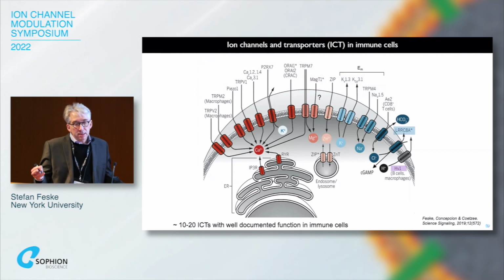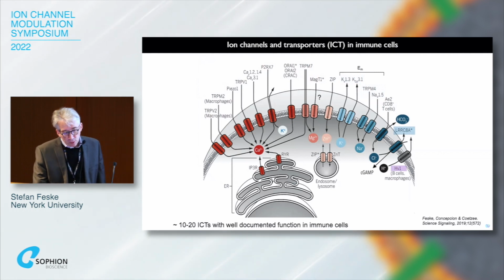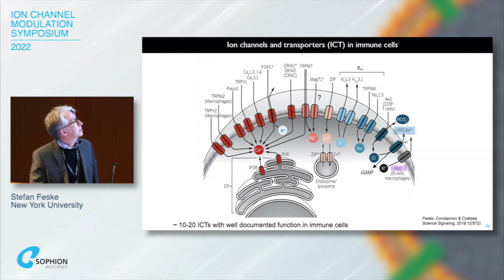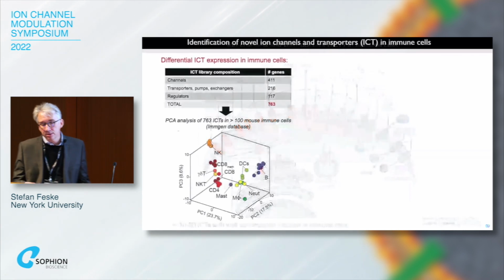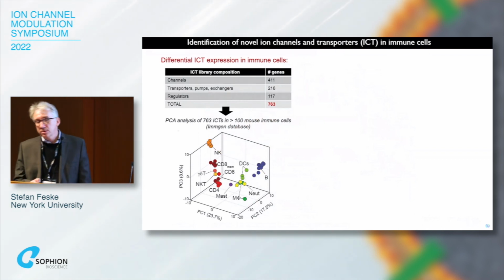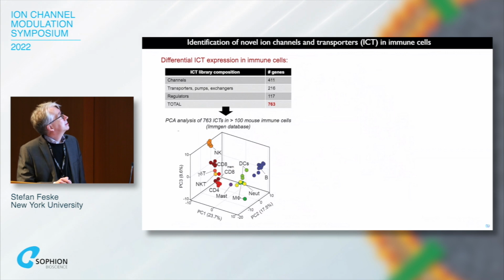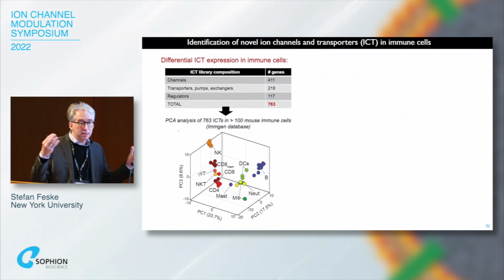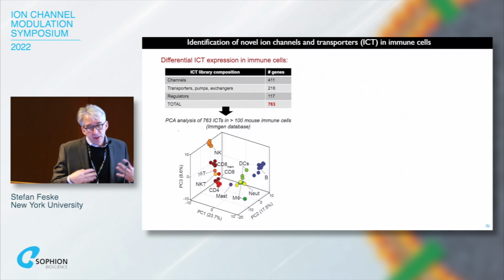The question was, which of these ion channels are actually really important in T cells? And my lab set out several years ago to study this in more detail in an unbiased, agnostic manner, if you will. The first approach was to just look at gene expression, and we basically curated our own library of ion channels and transporters with 700 plus genes, and then we did a principal component analysis based on all the immune cell expression data from different databases.